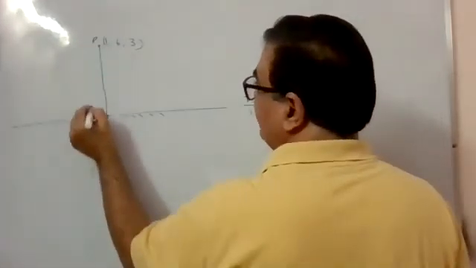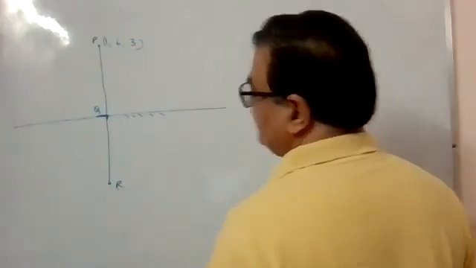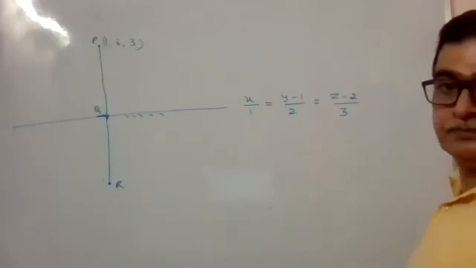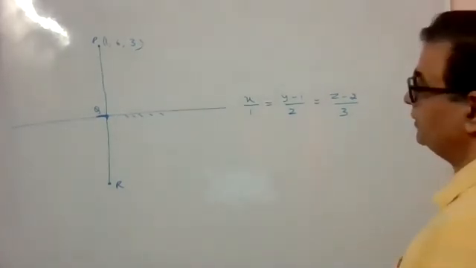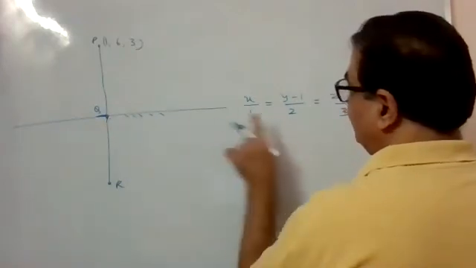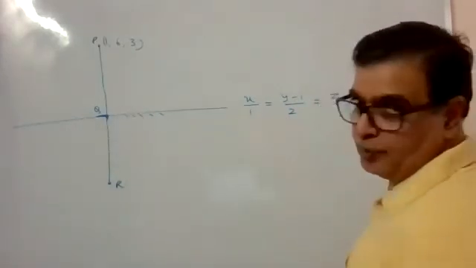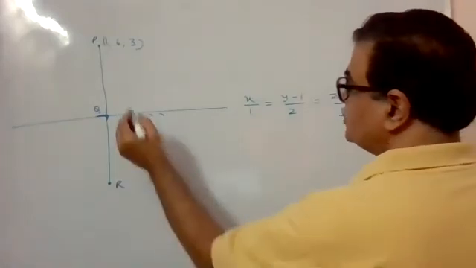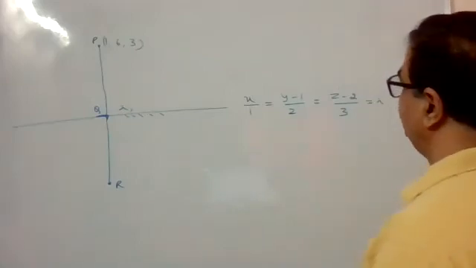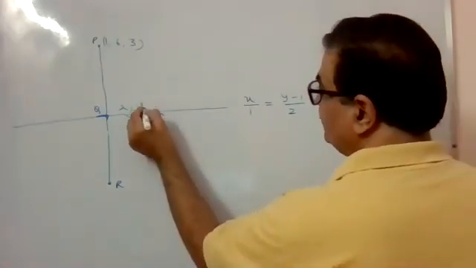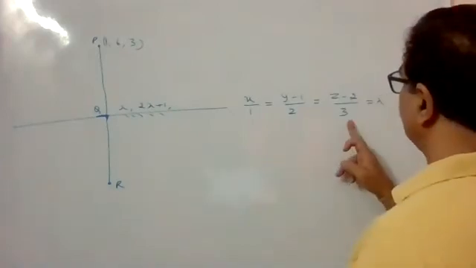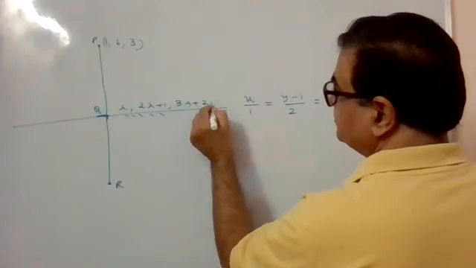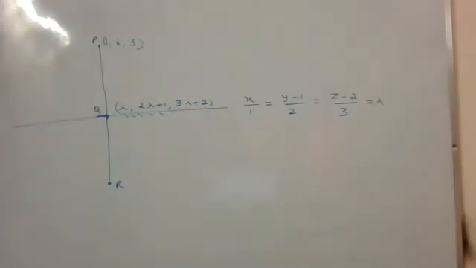This is point P, this coordinate will be Q, and we will take the image as R. First, Q is a point on this line, so you just assume a general point. For the general point we will take lambda. So the x coordinate is lambda, y will be 2 lambda plus 1 and z will be 3 lambda plus 2. This is the coordinate of point Q.